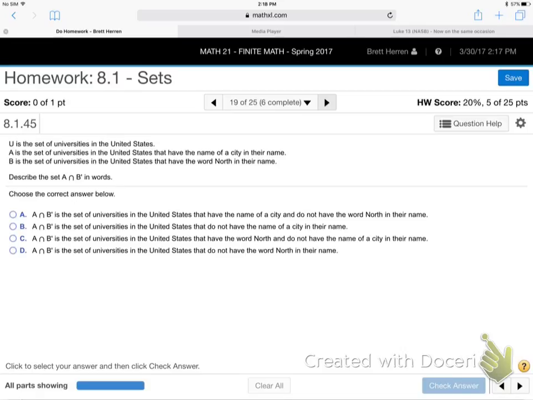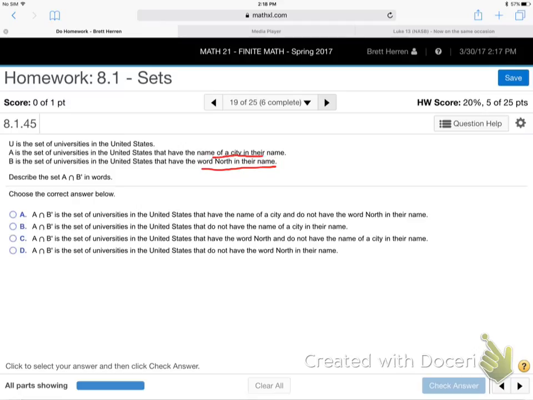All right. U is the set of universities in the United States. So that's my universe, all universities in the U.S. A is the set of universities in the U.S. that have the name of a city in their name. B is the set of universities in the United States that have the word north in their name.